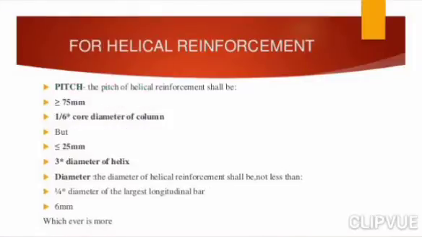For helical reinforcement, the pitch of the helical reinforcement shall be greater than or equal to 75 mm and 1/6 times the core diameter of the column, but should be less than or equal to 25 mm or 3 times the diameter of the helix. The diameter of the helical reinforcement shall not be less than 1/4 times the diameter of the largest longitudinal bar, or 6 mm.